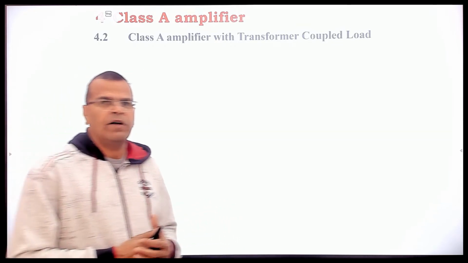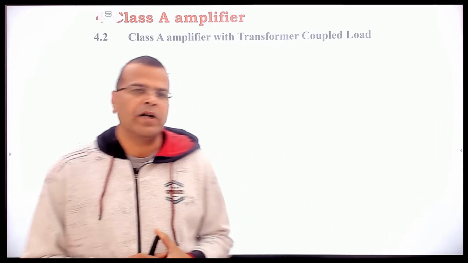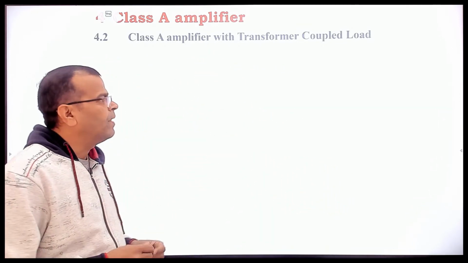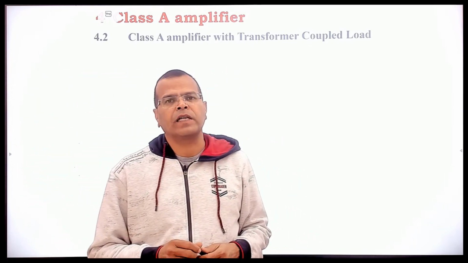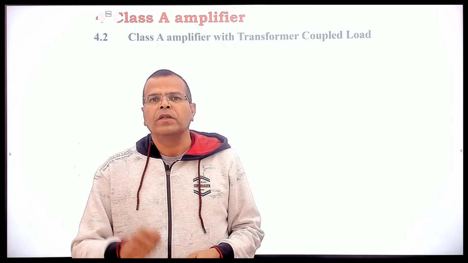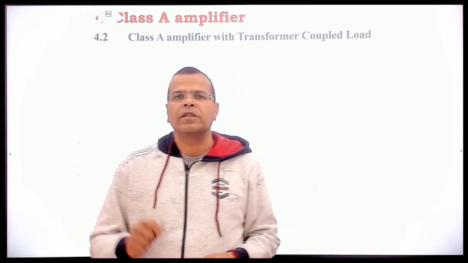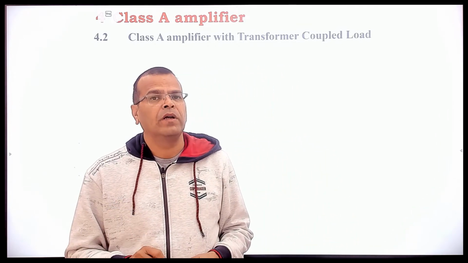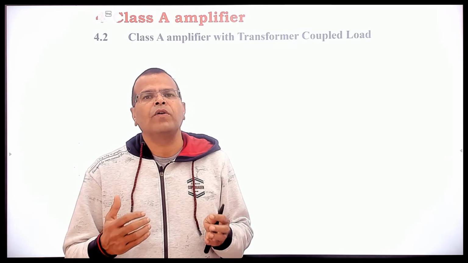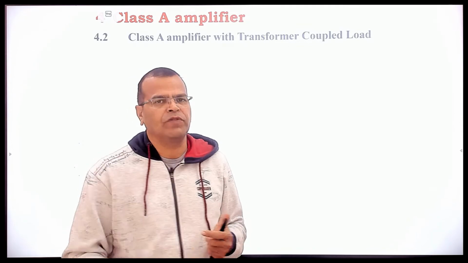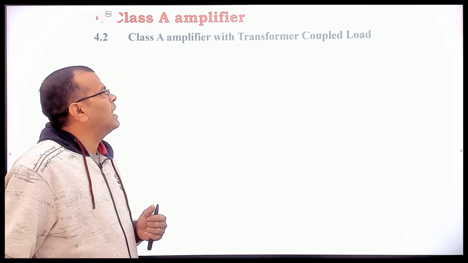Hello friends, now we will start with the next topic of power amplifiers, that is transformer coupled class A amplifier. We have already discussed in the previous topic, that is class A amplifier with direct coupled load. The efficiency of the power amplifier with direct coupled load is just 25% maximum. So if you want to improve the efficiency, we go for the coupling of load with the amplifier through a transformer. So that amplifier is known as transformer coupled class A power amplifier.